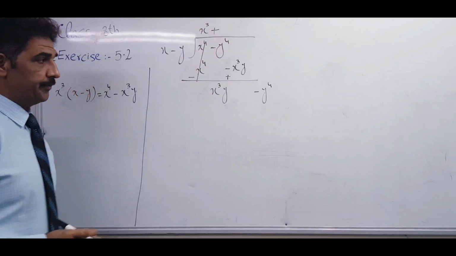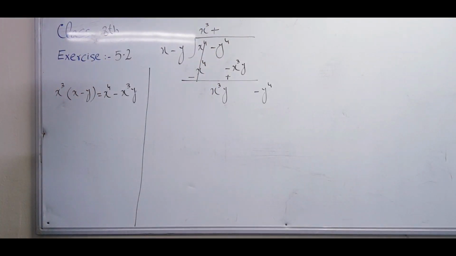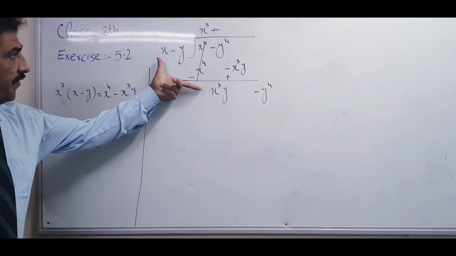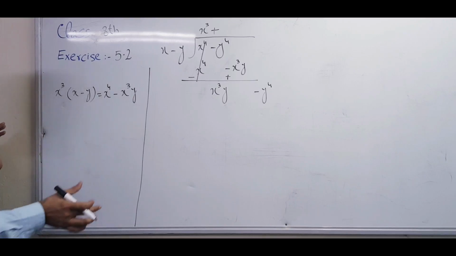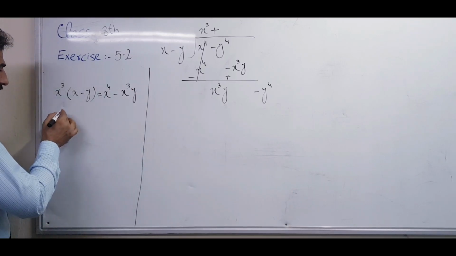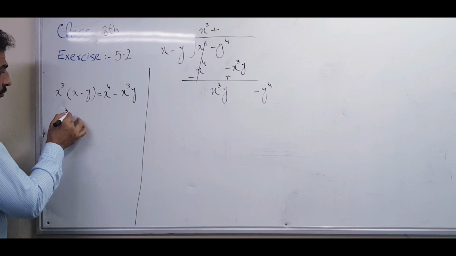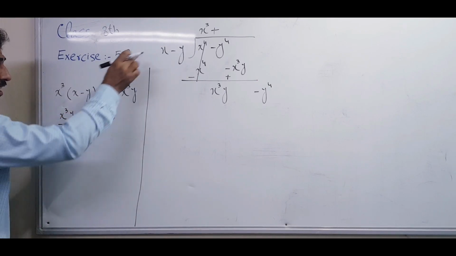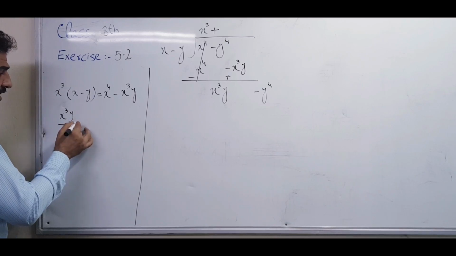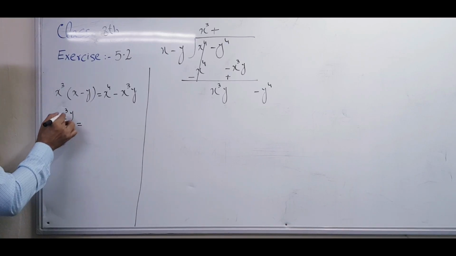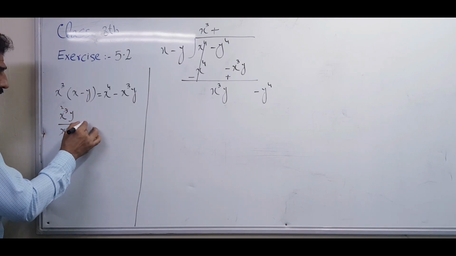So what is here? At this time, as you can see, here is the difference of that one. If there is a difficulty, then you can write it like that in two steps. Then x cube y divided by its first term x, then what will we get as the answer? Here x cancels, x square y.